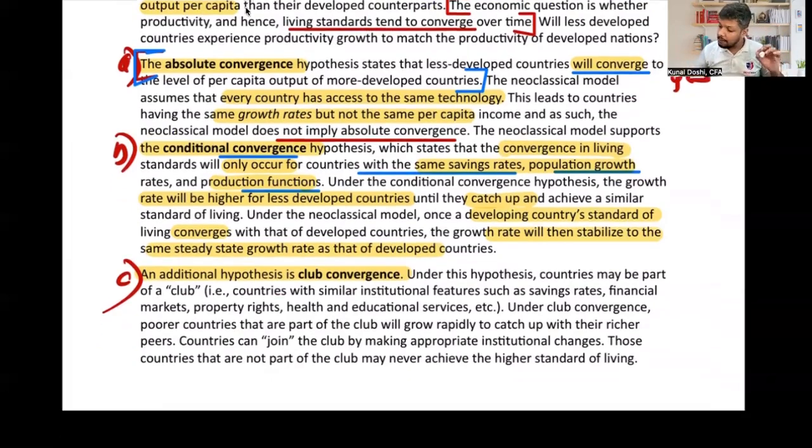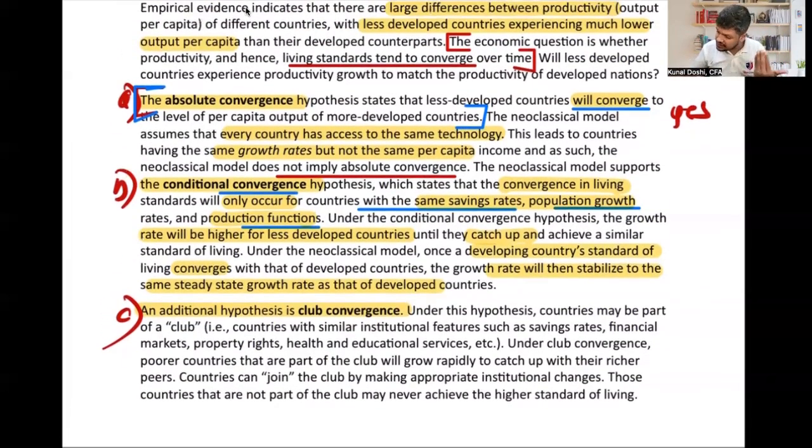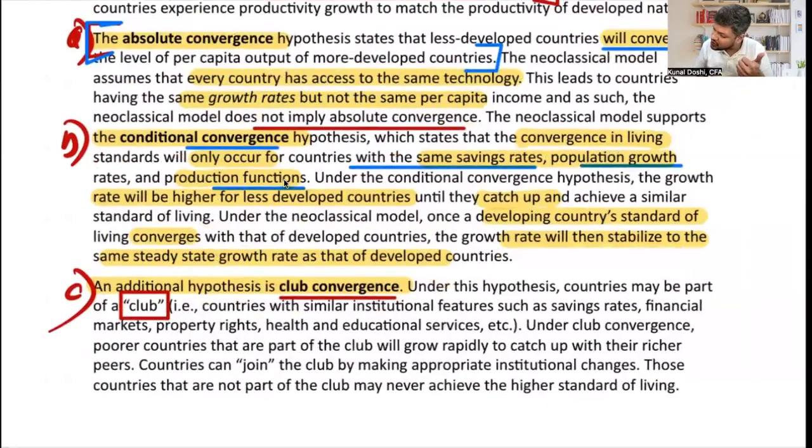But the third view, which is very interesting, is club convergence. This is very interesting. You know why? Because here, and it's very true also, countries have become part of a club. So only those countries which are in that club will grow. These are countries which have similar institutional features, property rights, or educational services, like the Quad: the US, I think Canada, Australia, and UK.